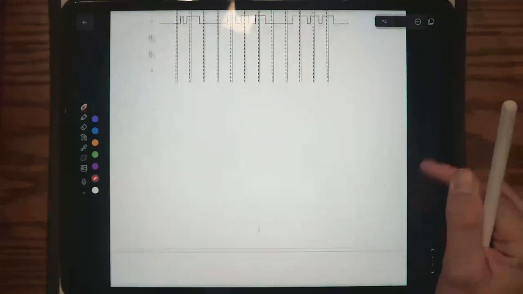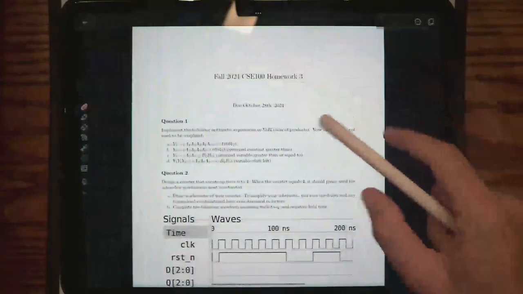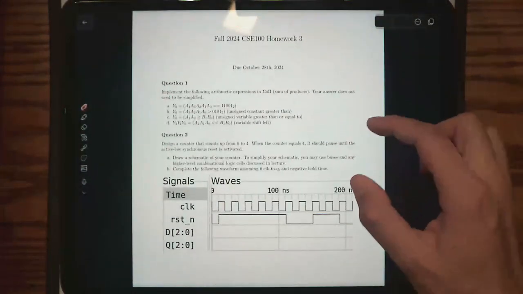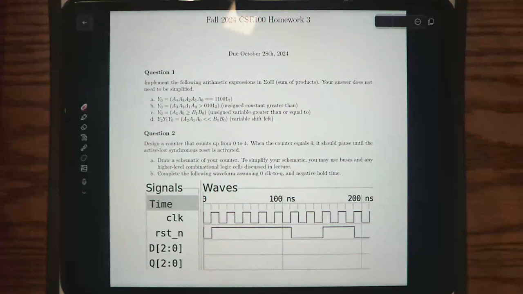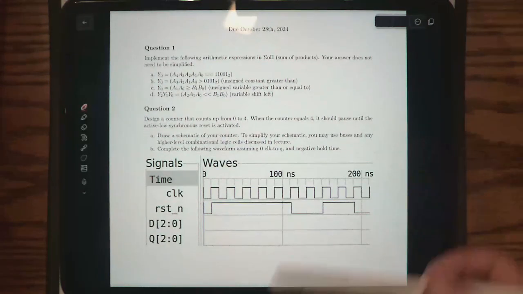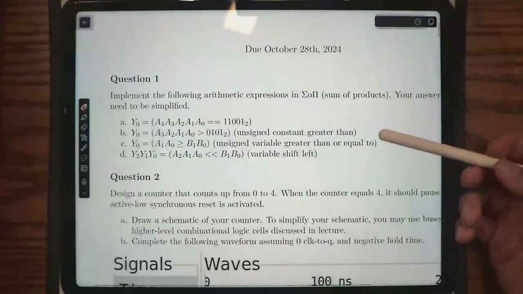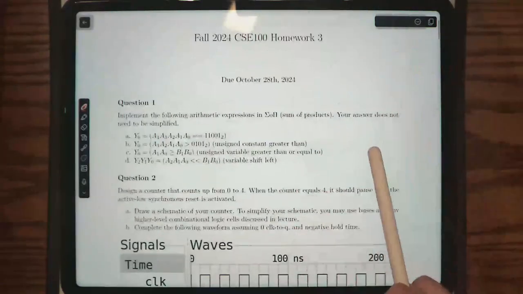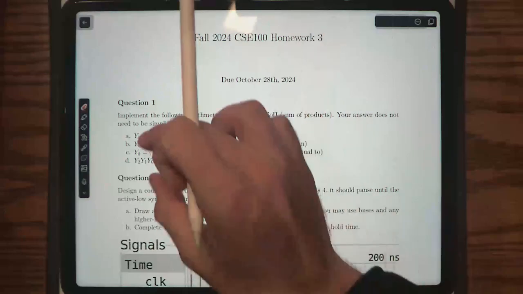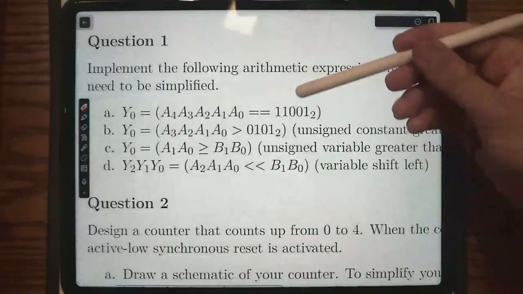I want to quickly pull up homework 3. Homework 3 was just posted, and homework 3 is going to be really, really great midterm prep. So this first question is another sum of products question. You don't need to simplify your answer, but it's going through some basic operations just to really nail in some of the things that we've been talking about in class.